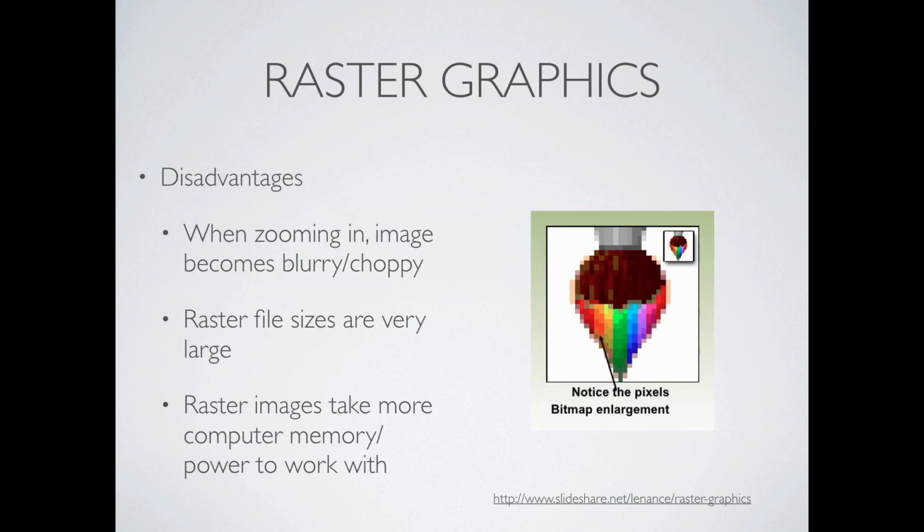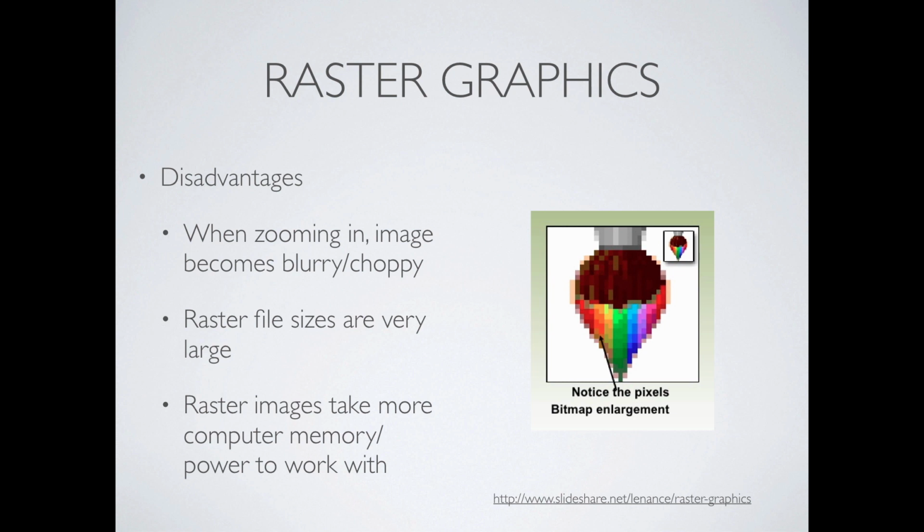The disadvantages of raster graphics, however, are that when you zoom in, at some level they're going to get blurry. They're going to become pixels. It's the nature of the beast. Raster file sizes are also very large. If you think about an image file, if it's made up of a bunch of little colored squares, the file has to contain the color information for every one of those million squares.